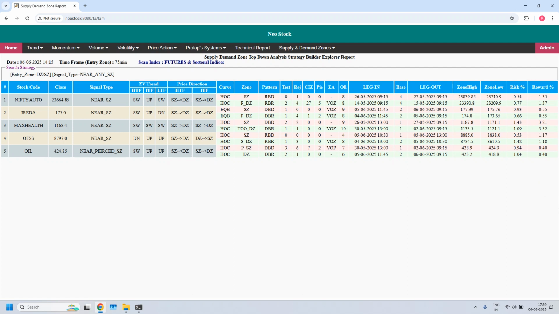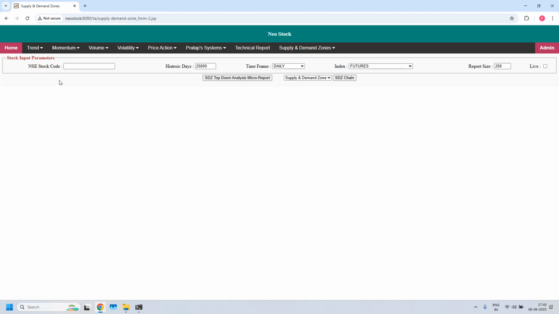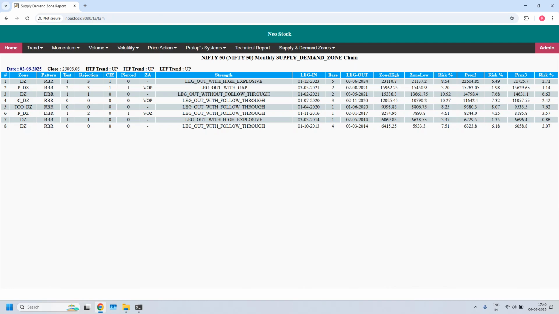Next report, I will generate NIFTY and BANKNIFTY supply demand zone chain reports. Starting with NIFTY, Nifty 50. Starting with monthly time frame, I am generating monthly supply demand zone chain for NIFTY. So this is NIFTY monthly supply demand zone chain report.